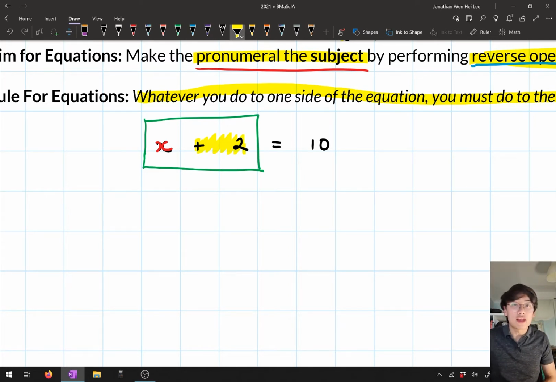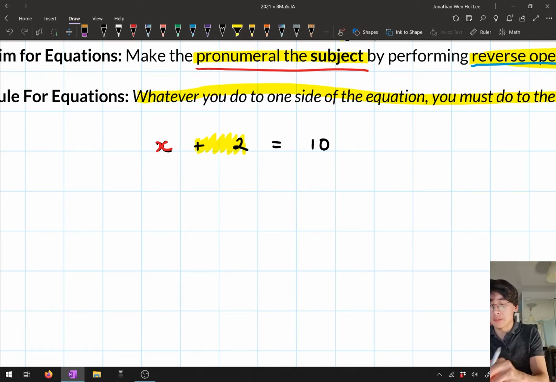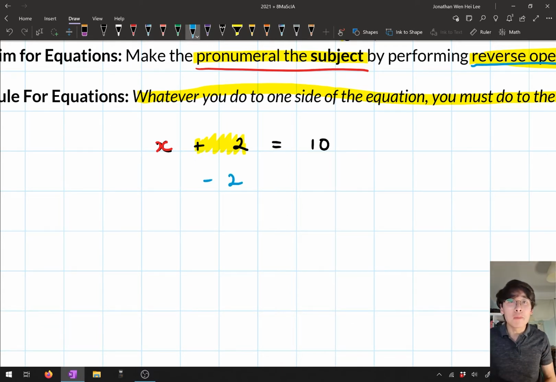So what I want to do is make sure that x is by itself. And the way that we do this is we want to get rid of this plus 2. Well, if I want to get rid of that plus 2, what's the opposite of plussing 2? The opposite of plussing 2 is minusing 2. And so what I'm going to do is minus 2. But because I'm minusing 2 from one side of my equation, I can't just do that. I need to make sure that this equation stays true. So I need to subtract 2 from the other side as well.